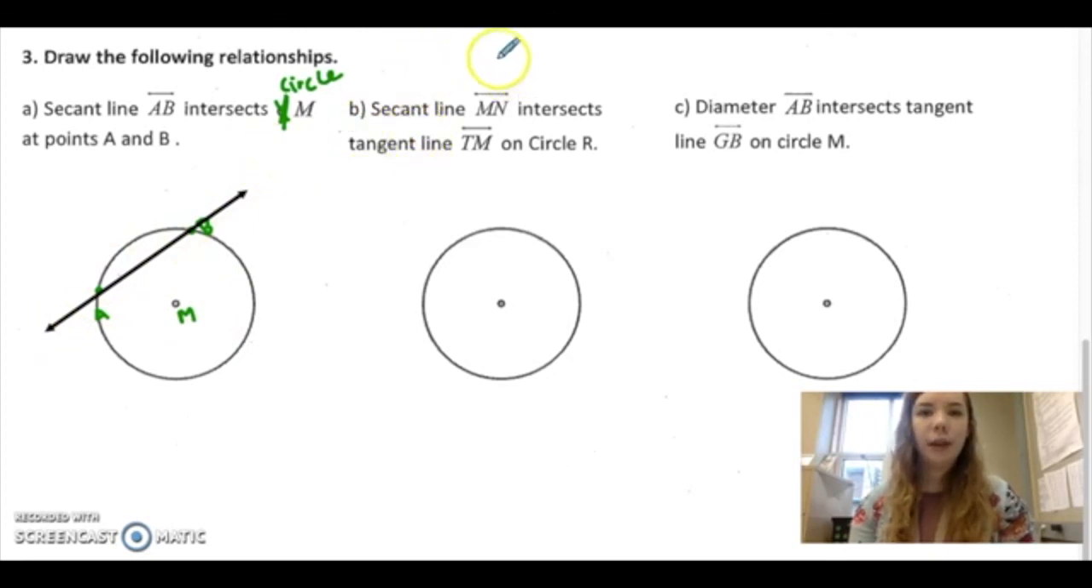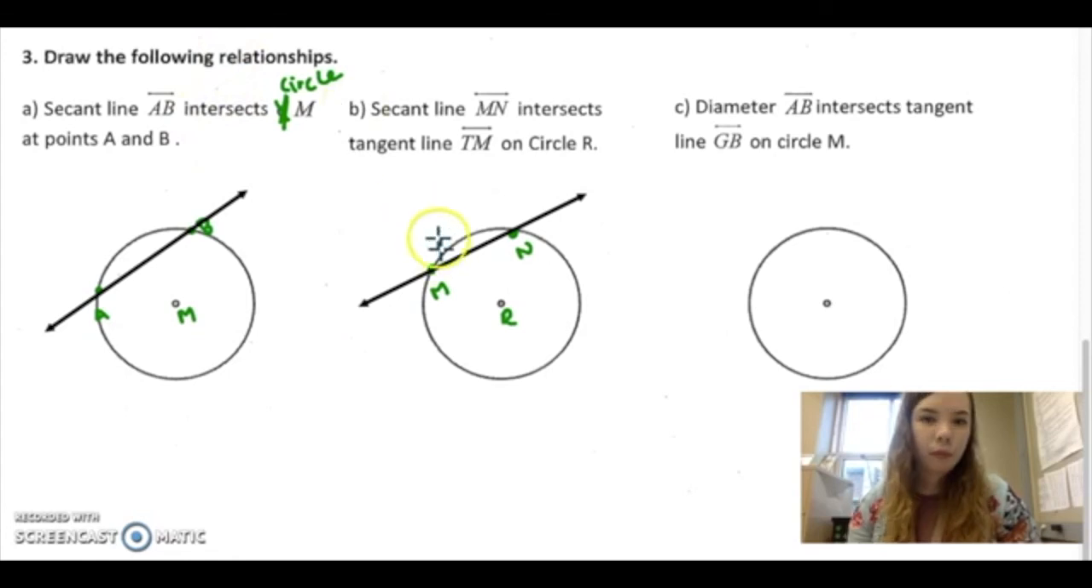Secant line MN intersects tangent line TM on circle R. So circle R, let's make a secant line first, MN. Again, this could have been any 2 points on your circle. And then tangent line TM. So tangent line only goes through 1 point, so we'll make it go through M because that's what they have in common. And then I need to put a T on here somewhere.